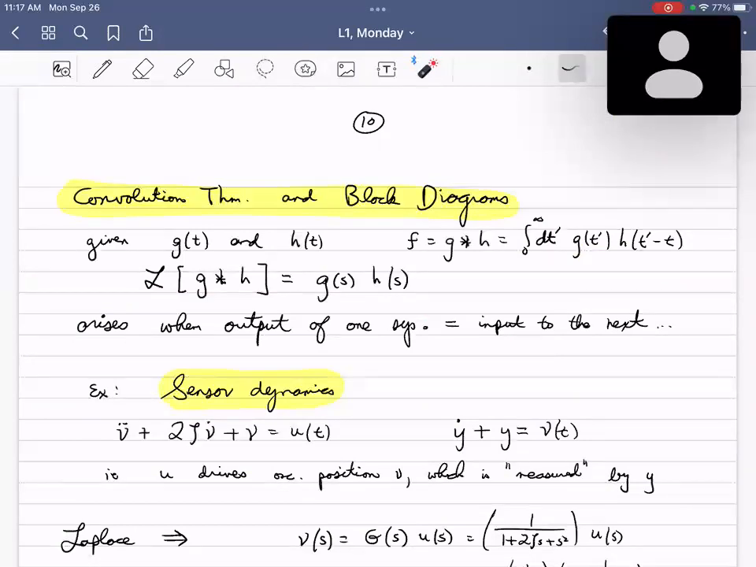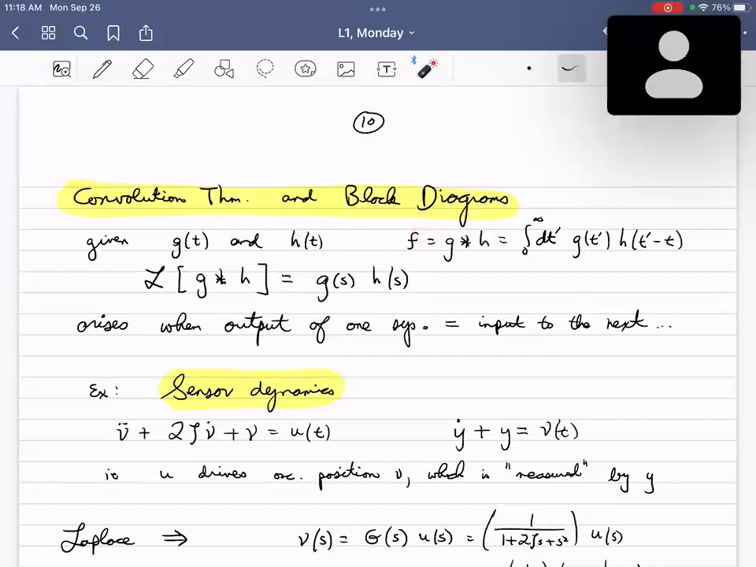One of the advantages of working in frequency space is that you can take a bunch of simple linear systems and easily build up more complex ones. The basis of this is the convolution theorem. You might remember this for Fourier transforms, but it also works for Laplace transforms. The convolution is this integral here: between two functions g and h, it gives you a third function f. It's g of t prime, h of t prime minus t, and this defines an f of t.